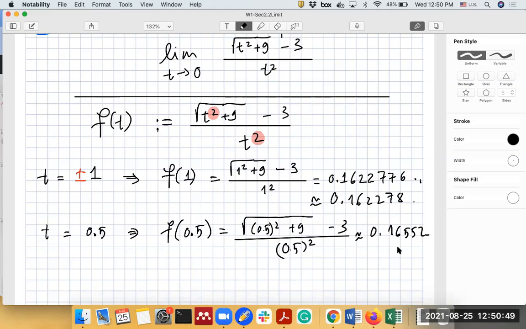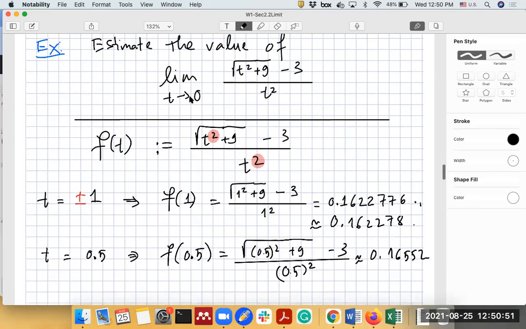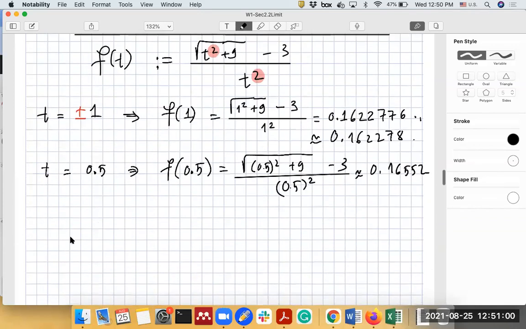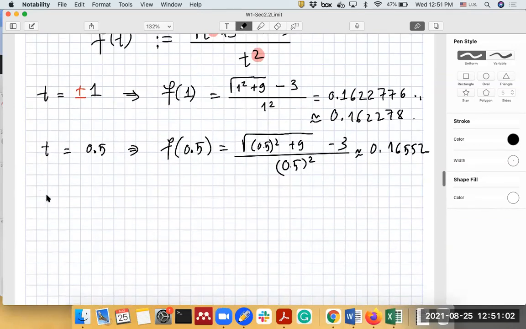Okay. Then look at this. We're trying to compute the limit when t approaches 0. It means that we need to find the value when t is very close to 0, right? So let us find out if t is 0.01.